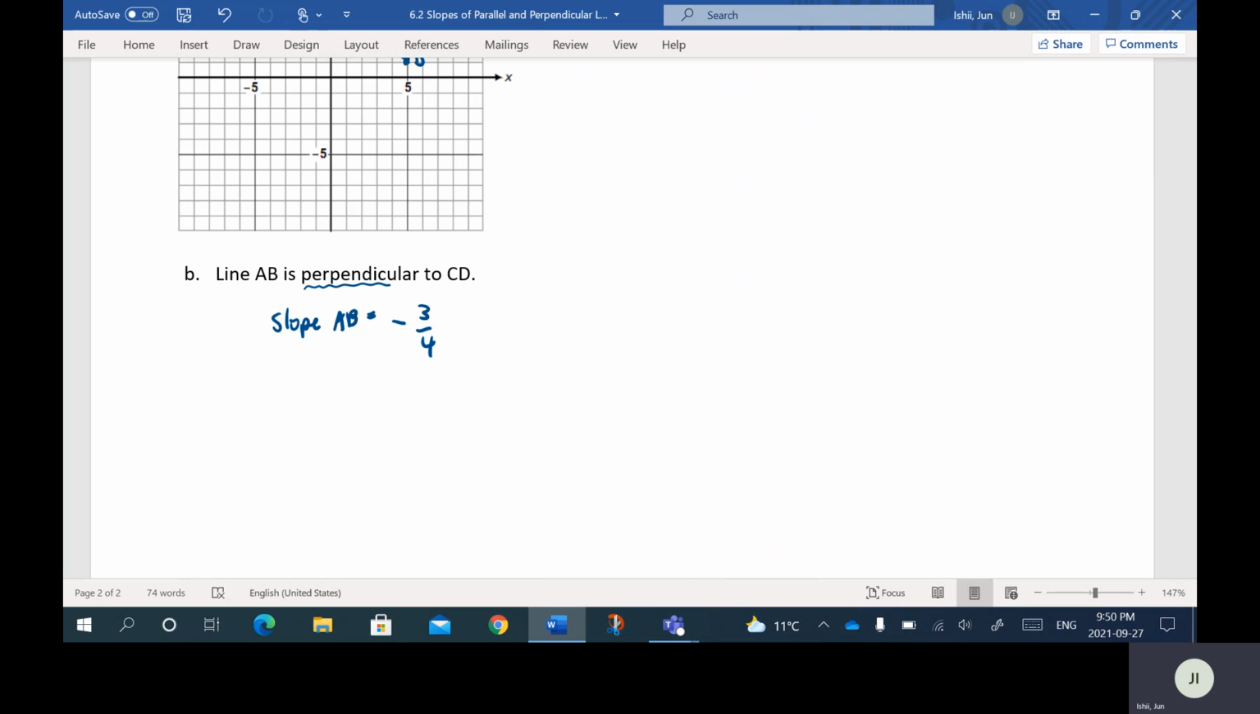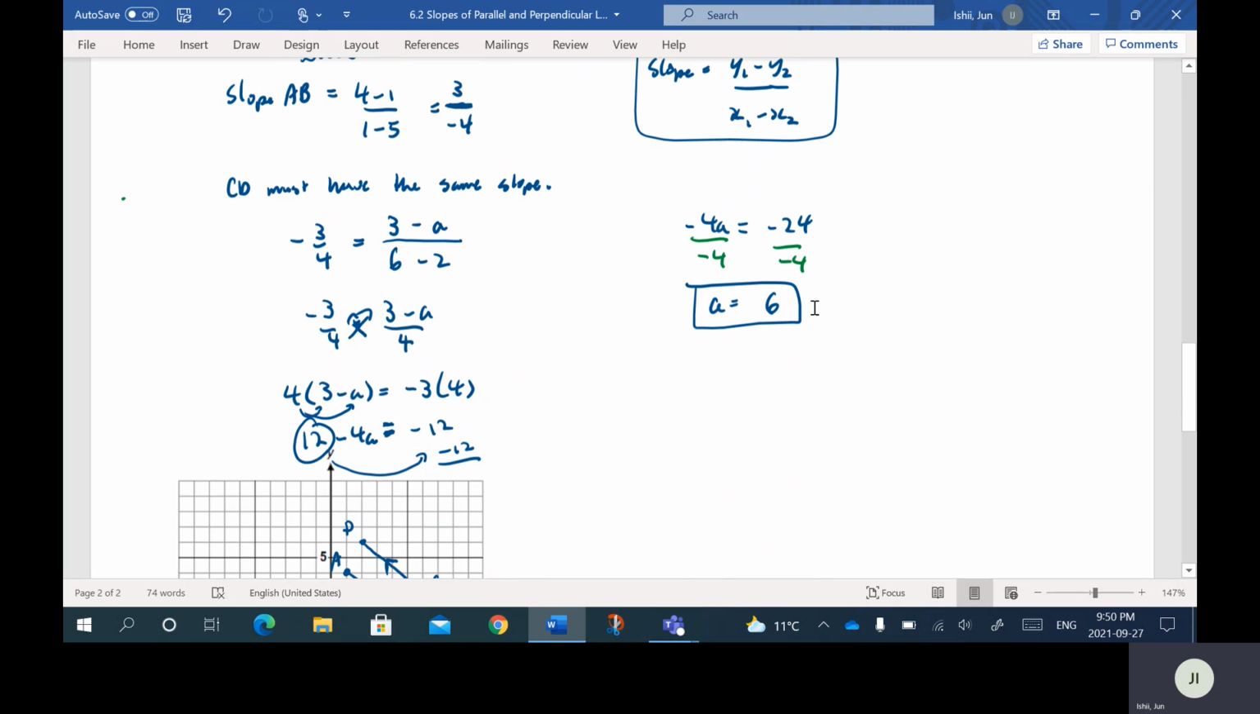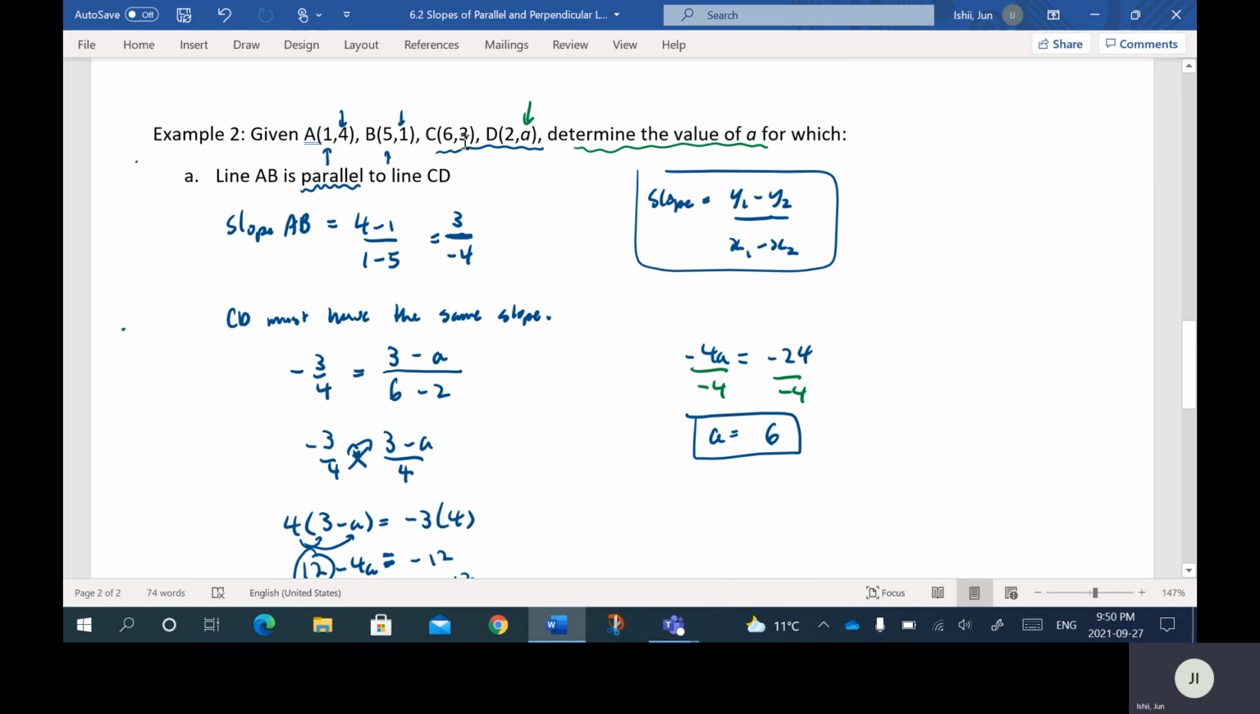So in this case, since it's perpendicular, we know that the slope of CD must be the negative reciprocal. Since that one's negative, this slope has to be positive, and it's positive 4 over 3. Now I'm going to do the same thing here: plug points C and D into the slope formula.